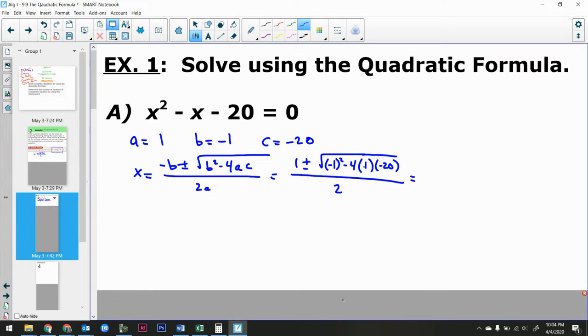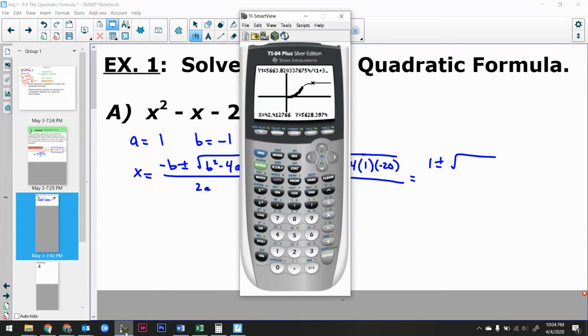Where do we go first? Well, order of operations tells us we go into our innermost grouping symbol, which is my square root. So I go inside my square root and I calculate that out. I'm going to actually run the numbers here, 1 plus or minus the square root of, and I'm going to go into my big calculator here.